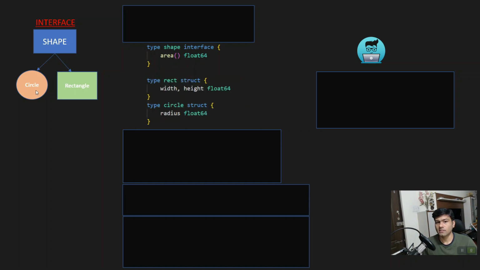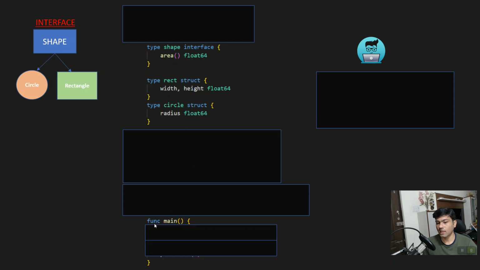Now for these two shapes, the circle and the rectangle, we are creating two different structures. Type Rectangle struct, which contains width and height as its parameters, and the Circle structure, which contains a radius parameter. So these are the two structures of these two shapes. Next we will create our func main. Inside it, we create two different objects, one for the rectangle and one for the circle. The rectangle contains width 3 and height 4, and the circle contains radius 5.